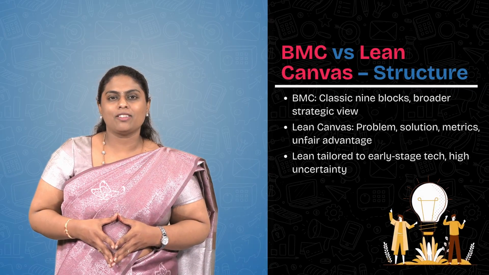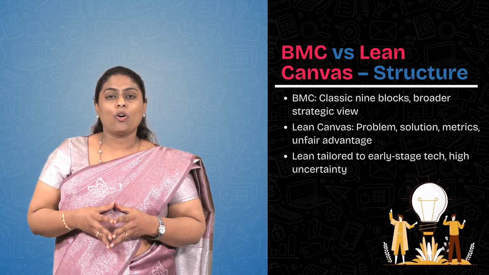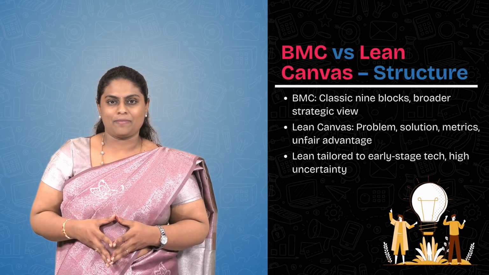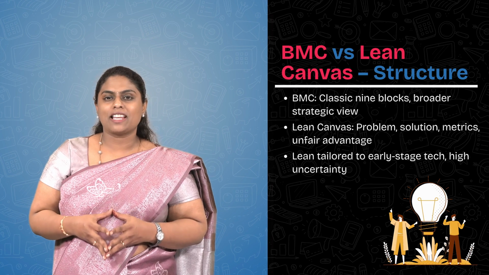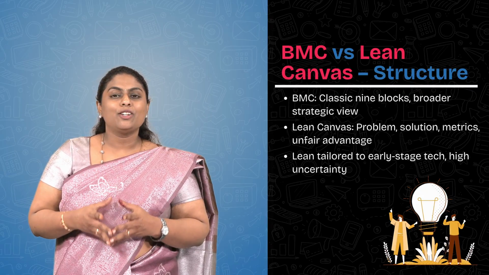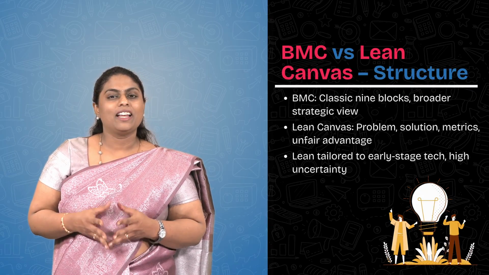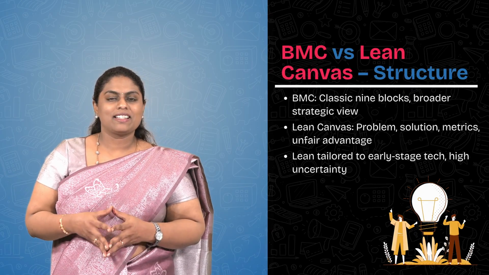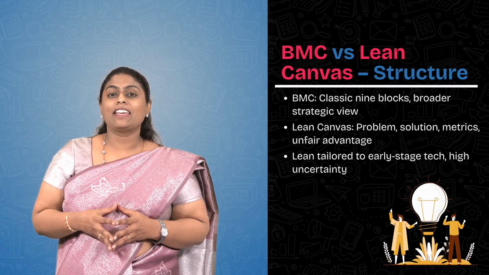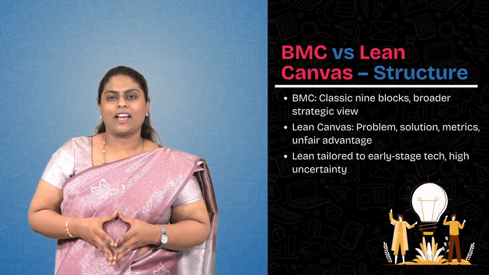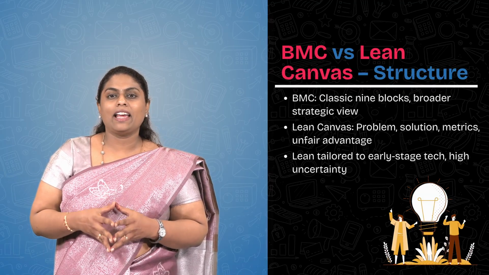BMC in comparison with Lean Canvas. While the original BMC is widely used, some startups adopt the Lean Canvas, a modified version that emphasizes problem, solution, metrics, and unfair advantage tailored to early-stage tech ventures. The Lean Canvas replaces or reframes several blocks, such as key partners and key resources, to focus more directly on problem validation and traction, which can be useful in highly uncertain innovation contexts.